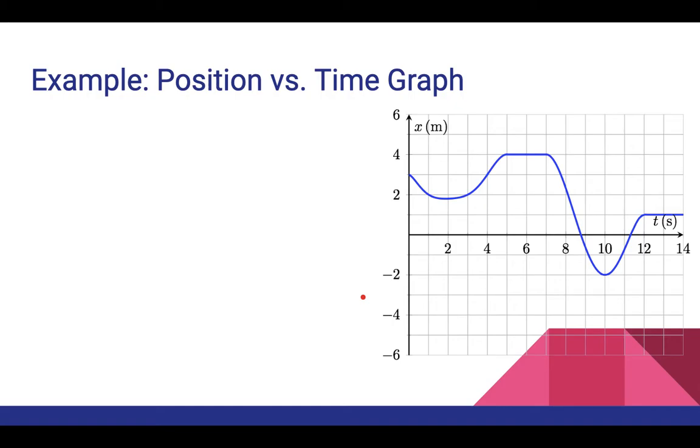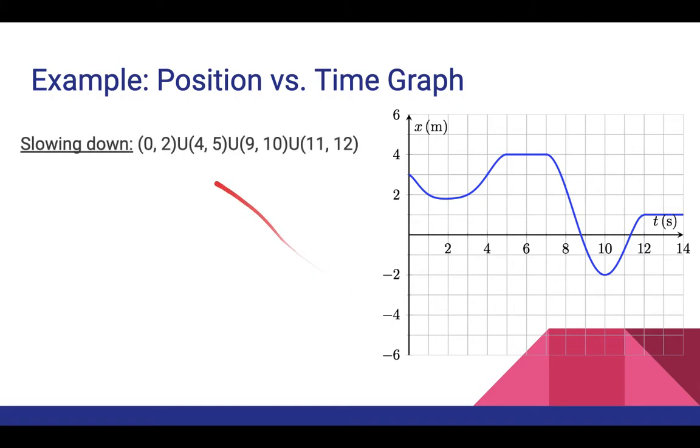So, example, a position versus time graph, okay? We can see right here for a position versus time graph, we are slowing down from 0 to 2 because we can see that our velocity is negative here, aka the slope of the position versus time graph, but our acceleration is positive because we're concave up in this region.